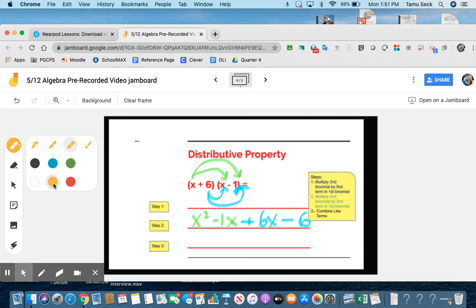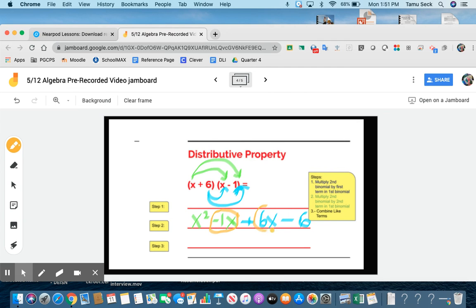Now, the last thing we have to do is combine like terms. So our like terms are negative 1x and 6x. So this is x squared. Negative 1x plus 6x is 5x. And then minus 6. So that's the answer. The answer is x squared plus 5x minus 6.